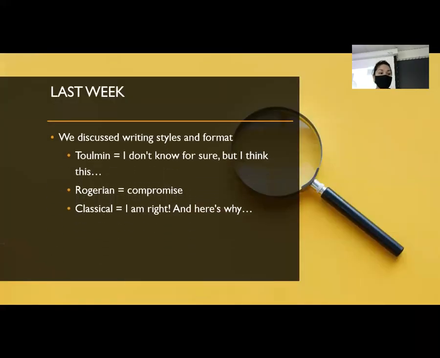Last week, we discussed writing styles and format. We discussed the Rogerian, which is essentially a compromise or finding the middle ground. And then we talked about the classical or Aristotelian arguments, and the structure of that one is "I'm right and here's why." And then we turned in our very first series of the writing assignment, at least for your topics.